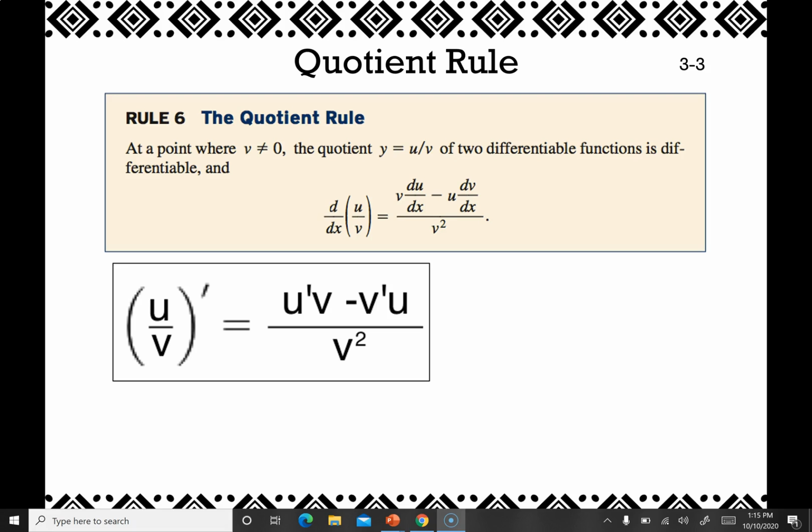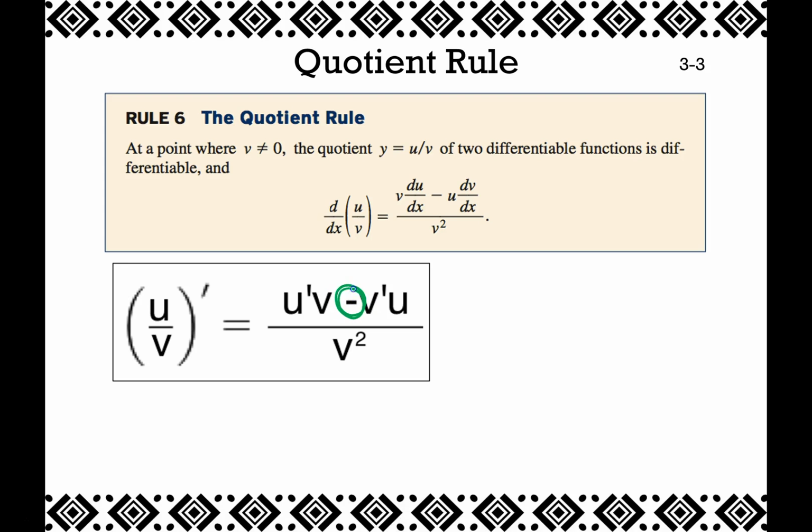That better way is written right here, where if we're taking a u divided by v, it's pretty much the product rule on top, except it's a subtraction this time. And then you divide by the denominator squared. So this is u prime v minus v prime u all over v squared. So make sure you get that down.